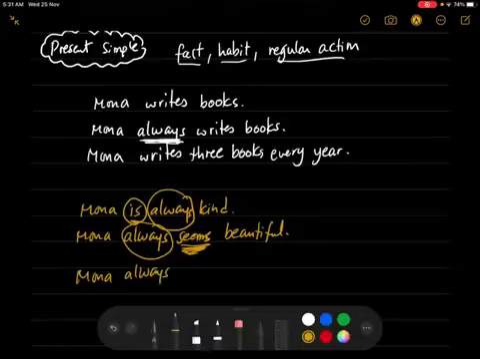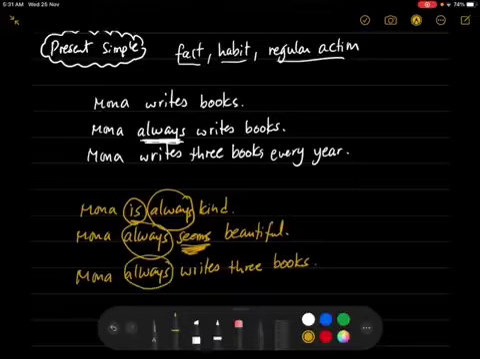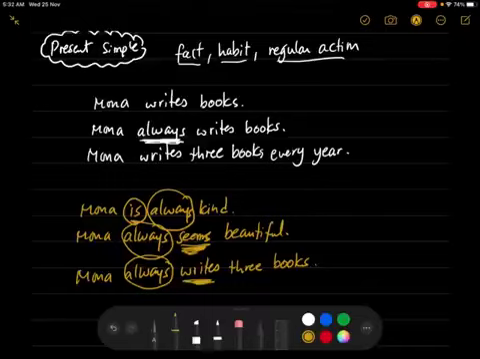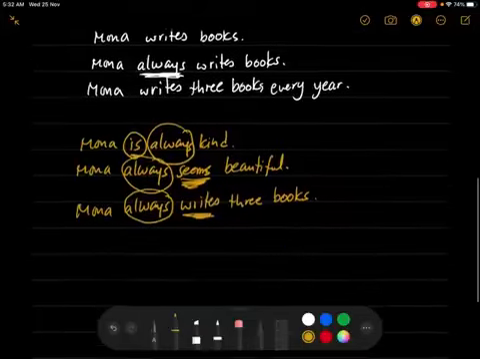Mona always writes 3 books. So always comes before the main verb writes. Always only comes after the verb to be on one condition: if verb to be is the main verb of the sentence.